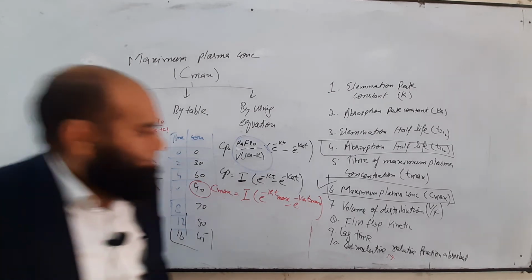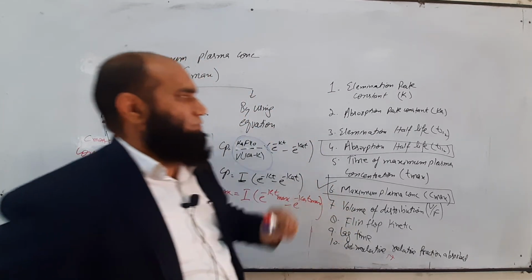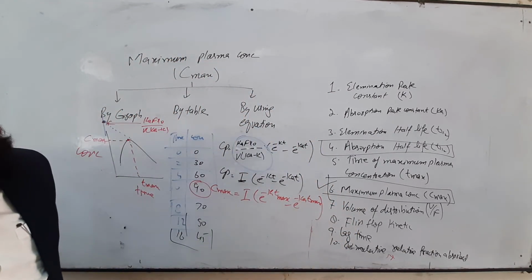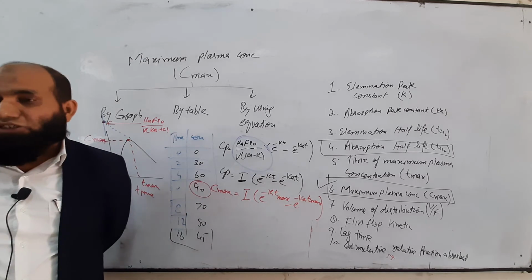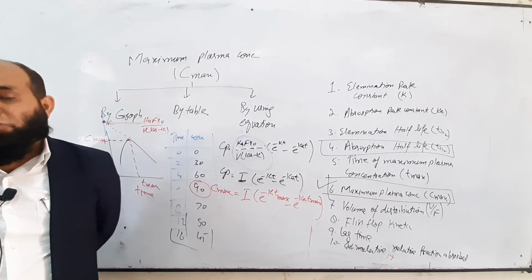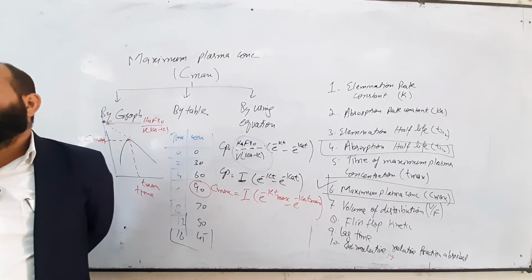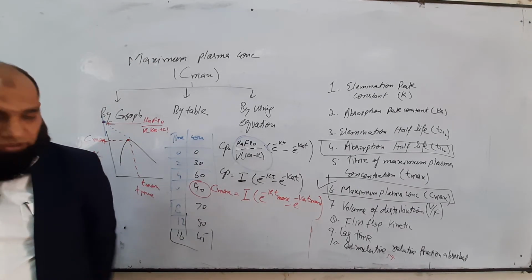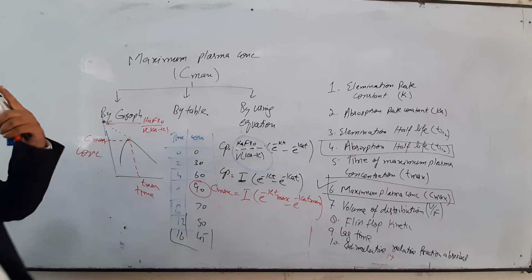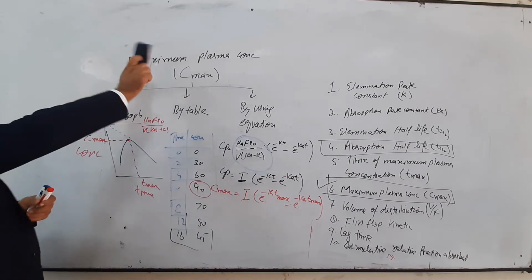Okay, next is volume of distribution. Volume of distribution is actually simple. We already know it from when we studied IV injection. Volume of distribution was calculated from the dose and the plasma concentration: X naught over Cp is equal to Vd. That's the simple equation we have already studied in IV injections.